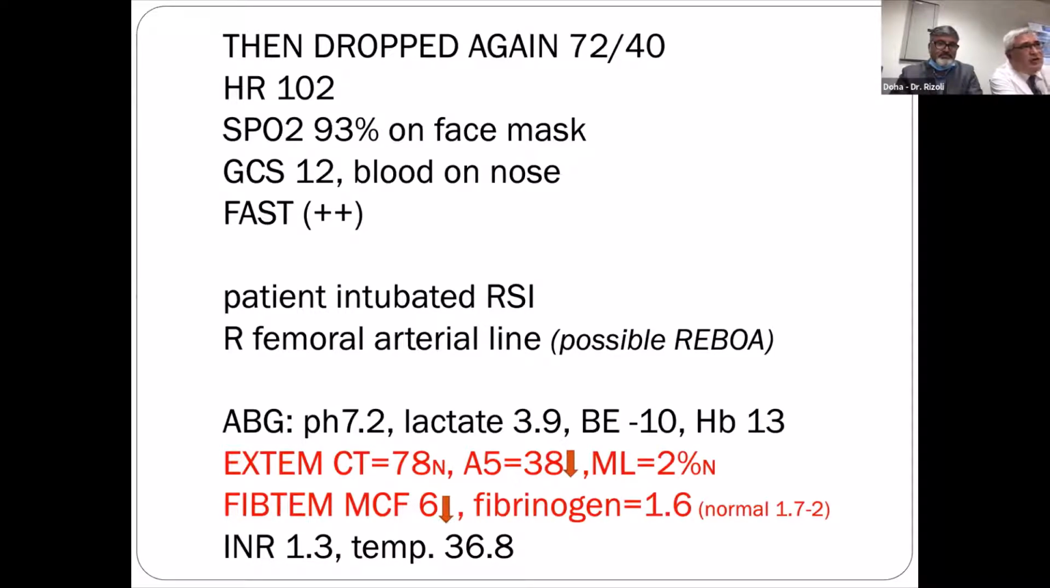So my only comment is that most of us who have access to thromboelastometry know that often they are not looked at. What's interesting about this patient is that he has what I would say is a mild coagulopathy.